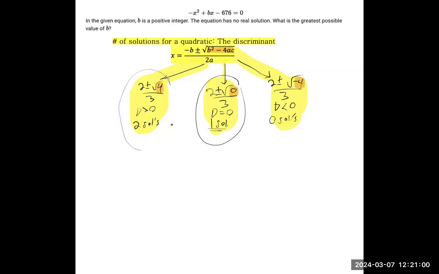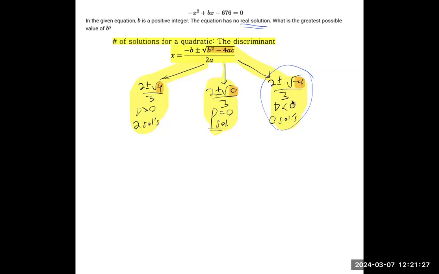Here, we'd have 2 solutions because if we were solving this out, we'd be adding 2 and taking away 2. Here, we have 1 solution because we wouldn't be adding or taking away anything. The answer would just be 2/3. And here, we have no solutions because a negative under a radical is not allowed in the world of math. So in our situation, they told us there is no solution. So it's the situation on the right.